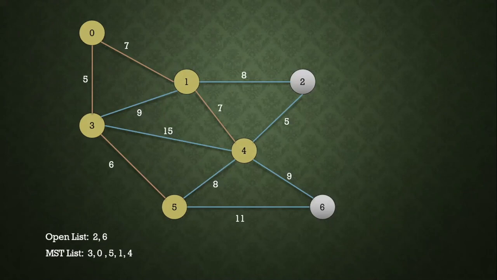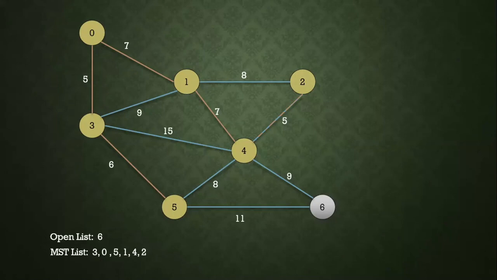The next one we're going to do is 4. An adjacent of 4 is 2, and an adjacent of 1 is 2. So we check which contains the minimum weight. If we go from 4 to 2, the value is 5, and if we go from 1 to 2, then we will get the value 8. The value from 4 to 2 is smaller than from 1 to 2. So we're going to choose 4 to 2, whose value is 5. So we're going to put 2 in the MST list.